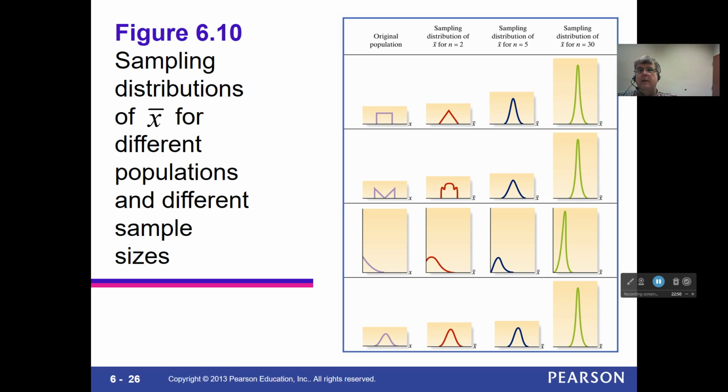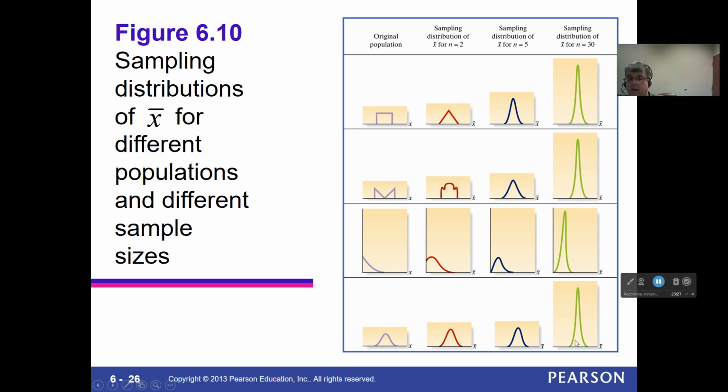Now, you can see here, we have an original population. There's a square, there's an M. These three here are all not normal. As we increase n from 2 to 5, and then finally up to 30, all these sampling distributions start around 30 to approximate a normal distribution. And that's important when we decide whether or not to use a Z statistic or a T for our hypothesis testing. 30 is usually the limit.